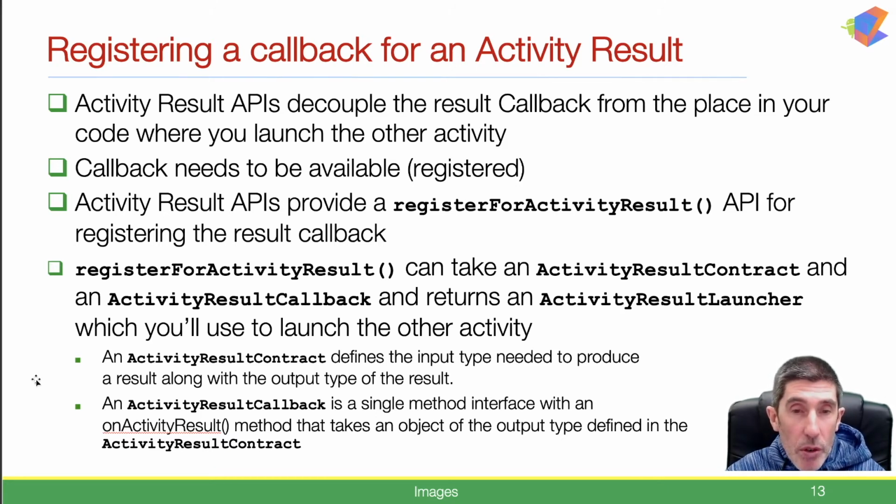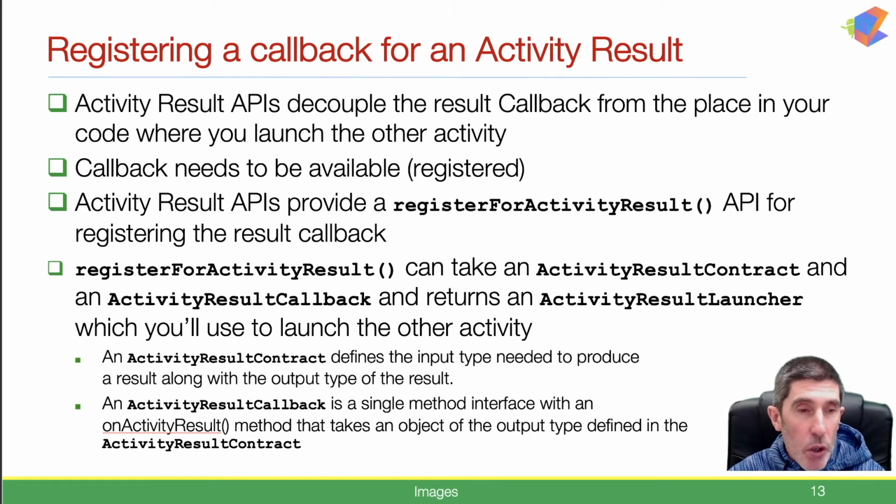So if you have different types, if you can see it there, the contract takes the input type, right, and the output type. If they don't match inside the result callback, you'll get compile time errors. So you just need to be aware of that as well.